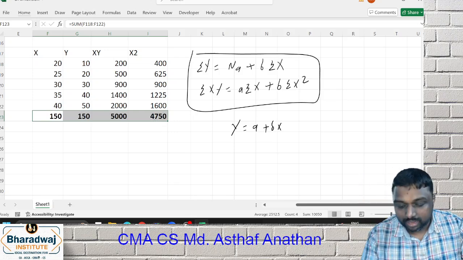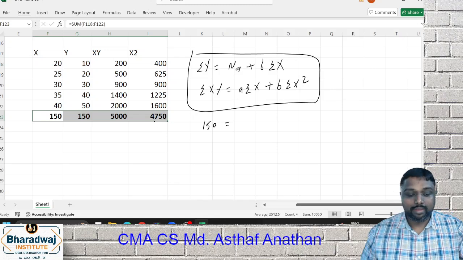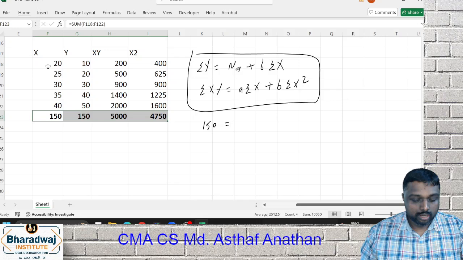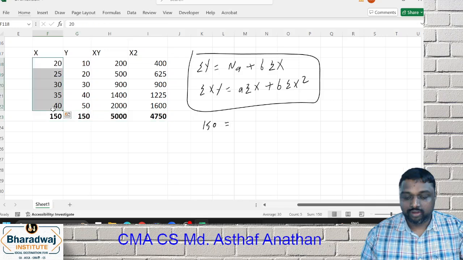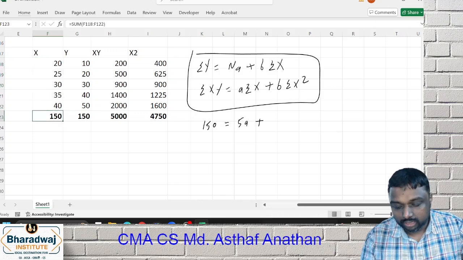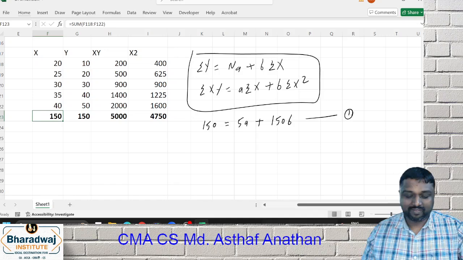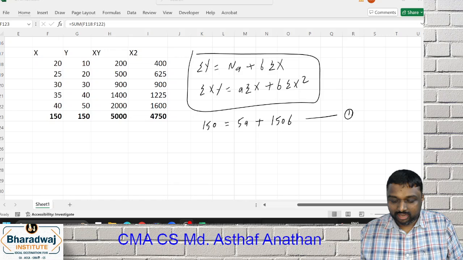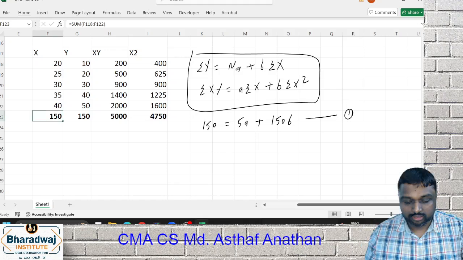So what is the formula, friends? I will apply here sigma y. So y total is 150, plus na. N means number of items. So how many items we have? 5. So 5a plus b sigma x. Sigma x is 150, so you can make 150b. This is called equation 1. Correct, friends? Hope all of you are able to recall. This is the third method. This recently came for December 24.